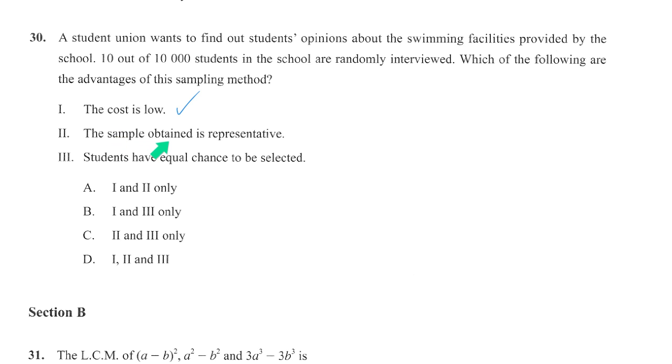The sample obtained is representative. It's difficult for me to think in this way. 100 is enough, but 10 is definitely not enough to represent it. Students have an equal chance to be selected. This one depends on whether they write down the word random. If they say they just choose 10 students from one class, then this is not. But they say randomly interviewed, that means anyone has an equal chance. So this is one of the advantages. The answer is 1 and 3. Okay?